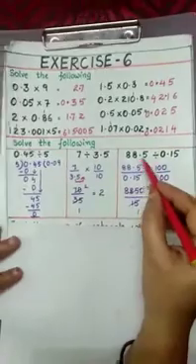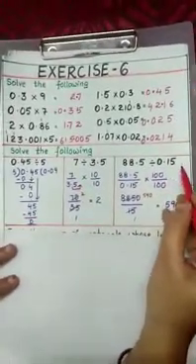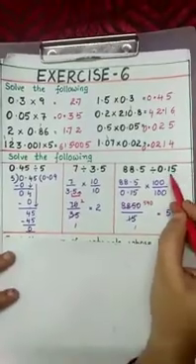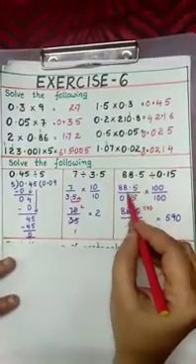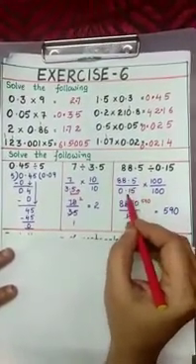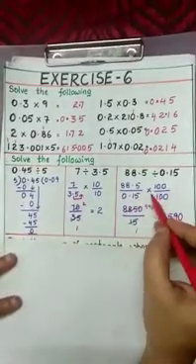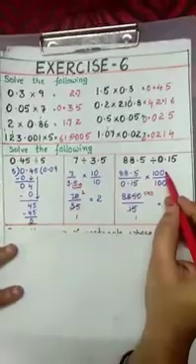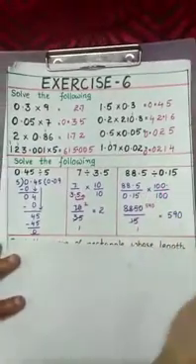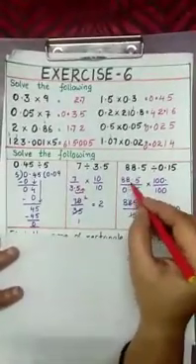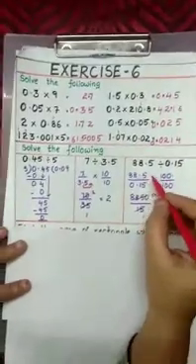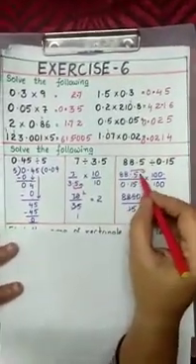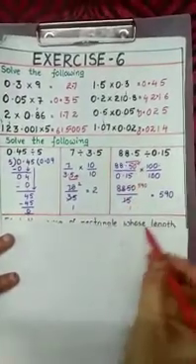Next one, 88.5 divided by 0.15. Again the divisor is a decimal number with 2 places. So 88.5 by 0.15. To eliminate the decimal here, we have to multiply by 100. With the same 100, you multiply the numerator. The value will not be changed. So when you are multiplying 88.5 by 100, move the decimal after 2 places. We have only 1 place, so we insert 0.